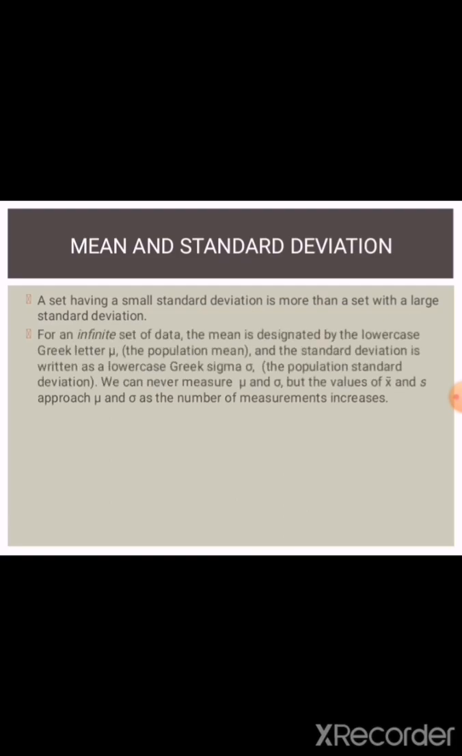Okay, for an infinite set of data, the mean is designated by a lower case Greek letter mu, or the population mean, and the standard deviation is written in the lower case Greek sigma, the population standard deviation. We can never measure the population mean and the population standard deviation, but the values of the mean and standard deviation approach mu and sigma as the number of measurements increases.